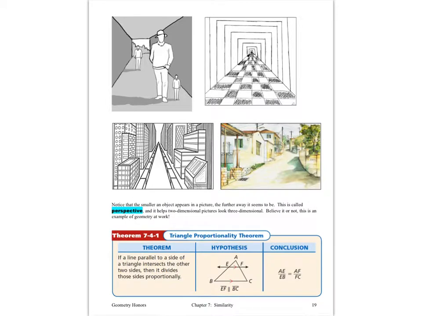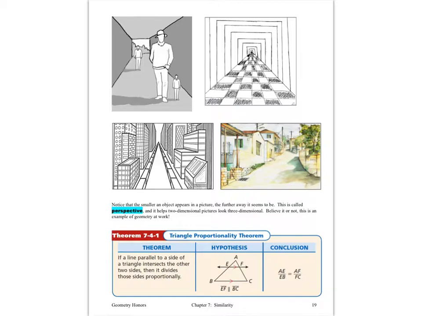You can see that we have four different images here, and if you look at them, they are all different examples of perspective drawings. Notice that the smaller an object appears in the picture, the further away it seems to be. We can see this from all of the different images here, even in that checkerboard floor that looks like it goes off into the distance. This is called perspective, and this allows us to make two-dimensional pictures look three-dimensional. Believe it or not, this is an example of geometry at work.